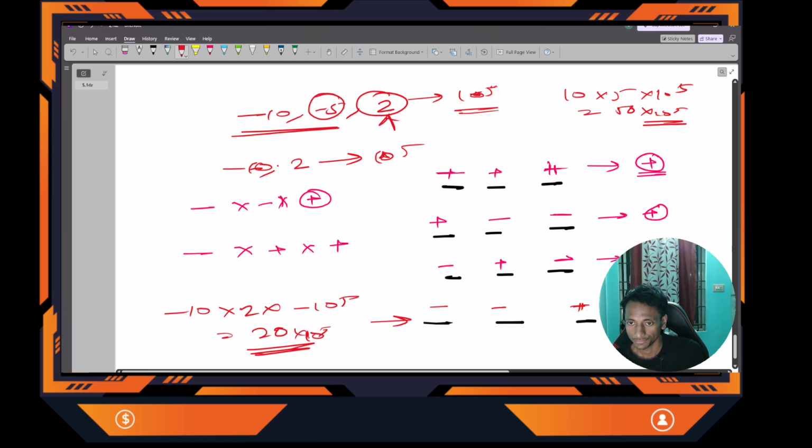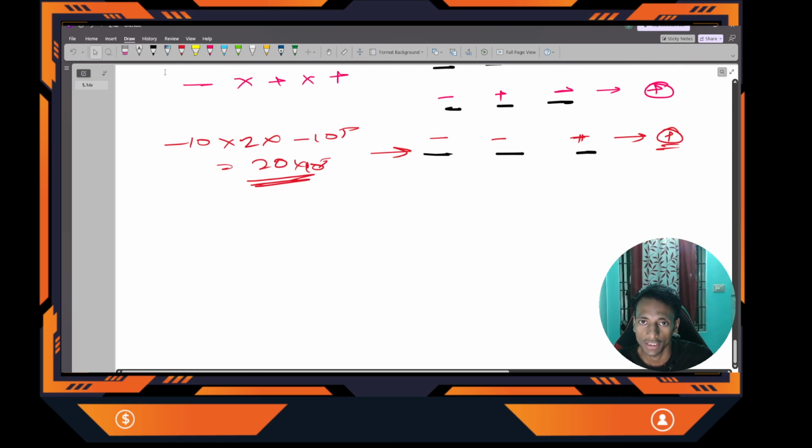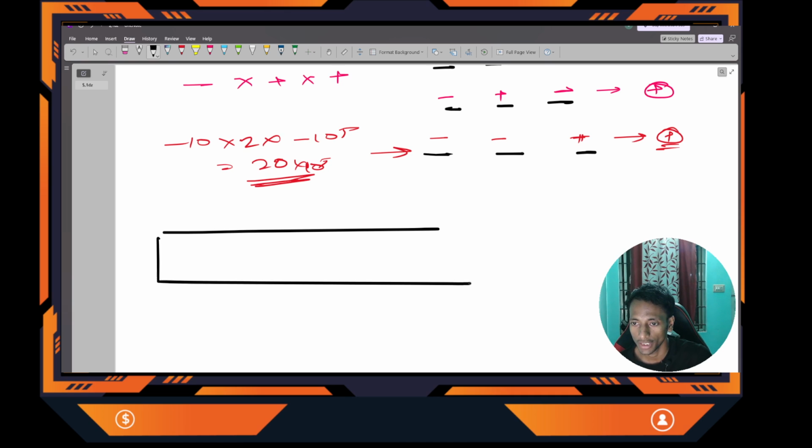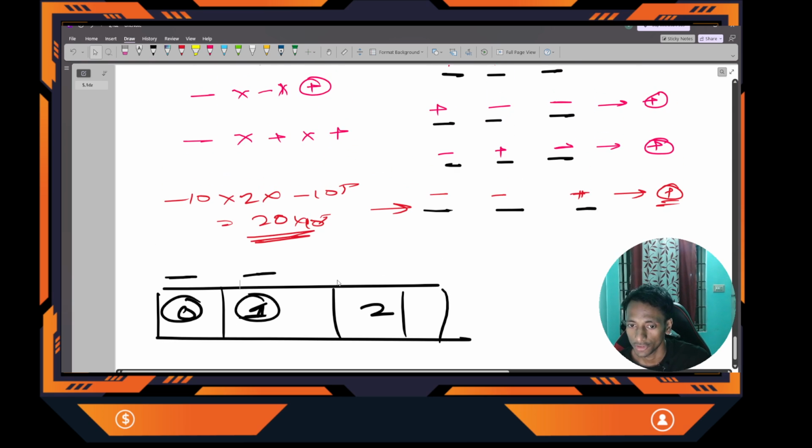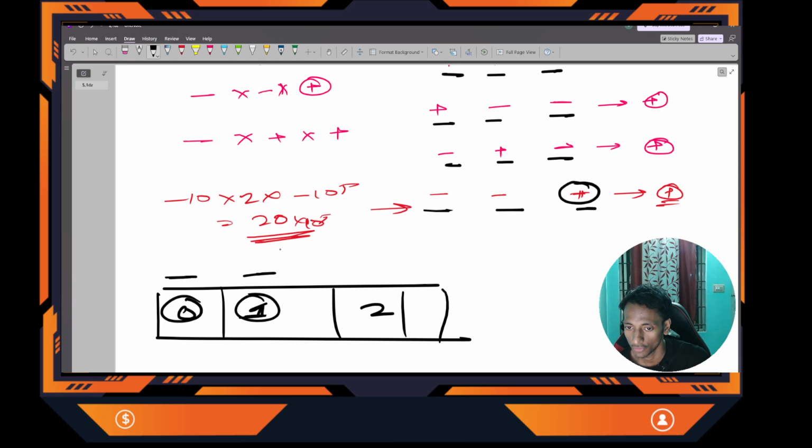Clear? So that's why, if you have such situations, first of all sort the input array. Sort the input array, right? So I will choose the 0, 1, and 2 indices. If 0 and 1 are both negative, then I will multiply with 10 to the 5, because negative I have to multiply with positive 10 to the 5. Clear? And suppose this is minus 10 and this is 2, then I have to multiply with minus 10 to the 5, right?